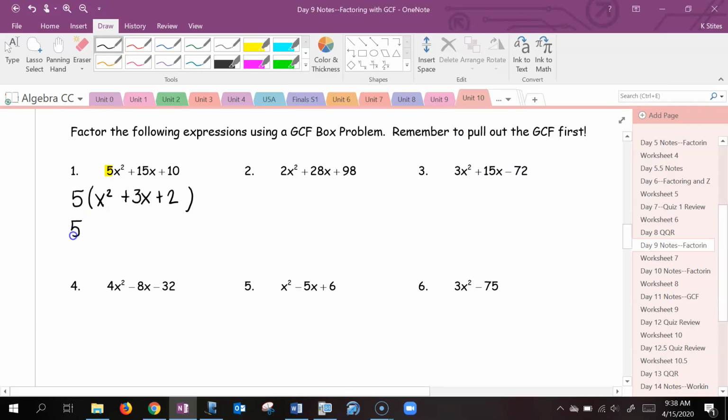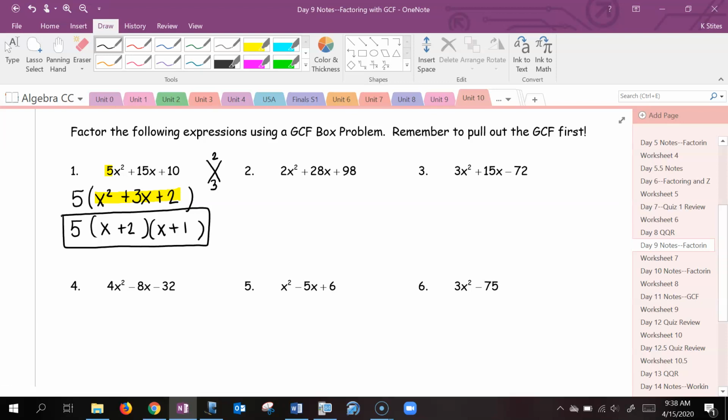Step 2, bring your GCF down, and now you're just going to do your box problem like normal, but you're doing your box problem with this, okay? We're multiplying to 2, we're adding to 3, and that's going to be just a 2, a positive 2, and a positive 1. Okay, and there's my answer. All right, so 2 steps.